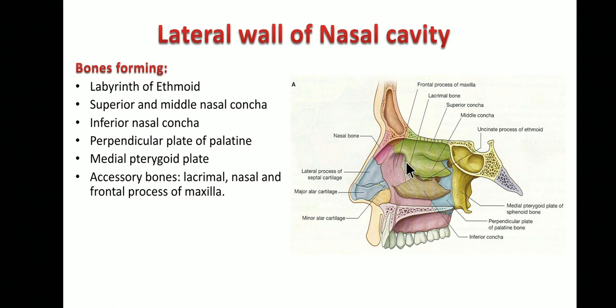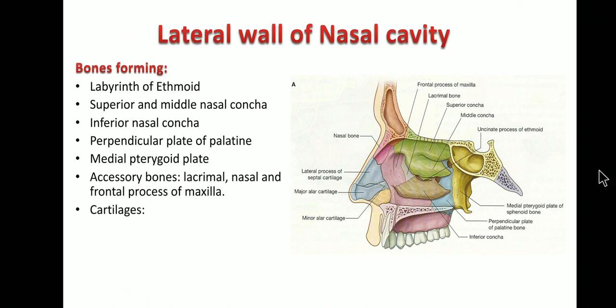lacrimal bone. So you are able to see that is the lacrimal bone, frontal process of maxilla. So frontal process of maxilla, then you see the lacrimal bone, nasal bone. Okay, so nasal bone, frontal process of maxilla, lacrimal bone, superior, middle and inferior nasal concha, perpendicular plate of palatine bone, medial pterygoid plate. Okay, so these are all the bones which are mainly forming the lateral wall of the nasal cavity. And anteriorly, again, the lateral wall is also supplemented by the cartilages.